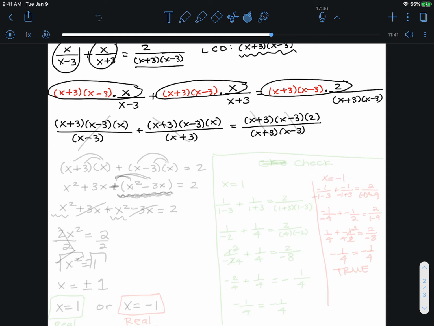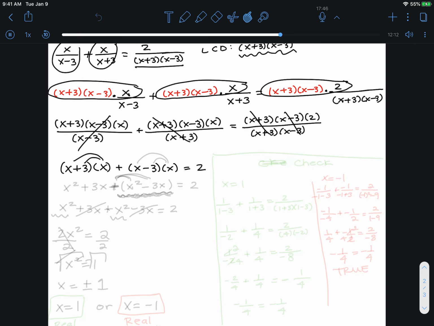And what you're going to see after we do step 2, which is eliminate common factors, is we start eliminating. What I notice is the same is the x minus 3, x minus 3, x plus 3, x plus 3. These cancel out right here. So my denominators are now gone. So now I'm going to end up with x plus 3 times x plus x minus 3 times x equals 2. So now we multiply them.